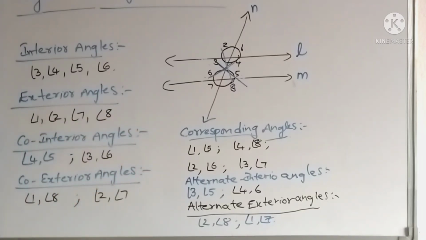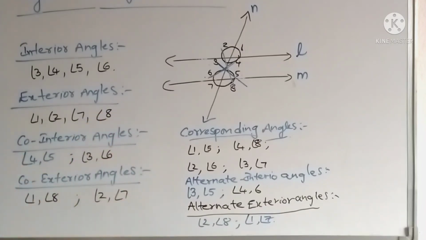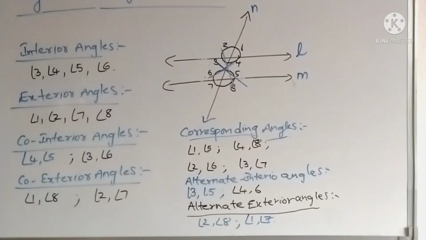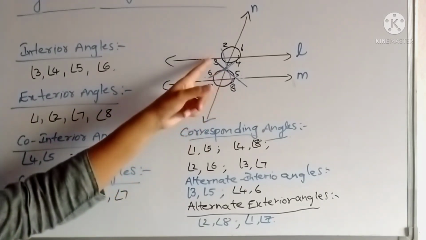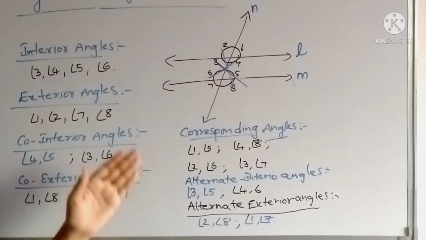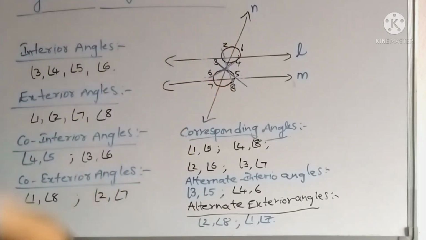That is corresponding. And alternate interior means both angles should be interior, the name itself says interior. So both should be interior and they lie on either side of the transversal, that means they lie on both sides. Okay. Same, alternate exterior means that both angles must be exterior and they lie on either side of the transversal. Okay. So these are the angles made by a transversal.